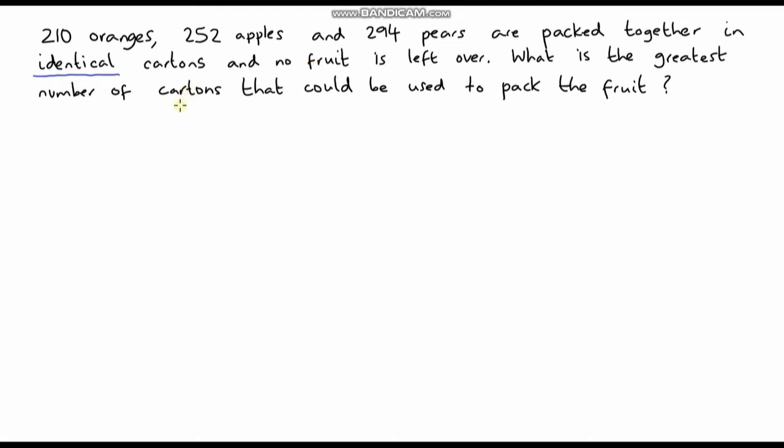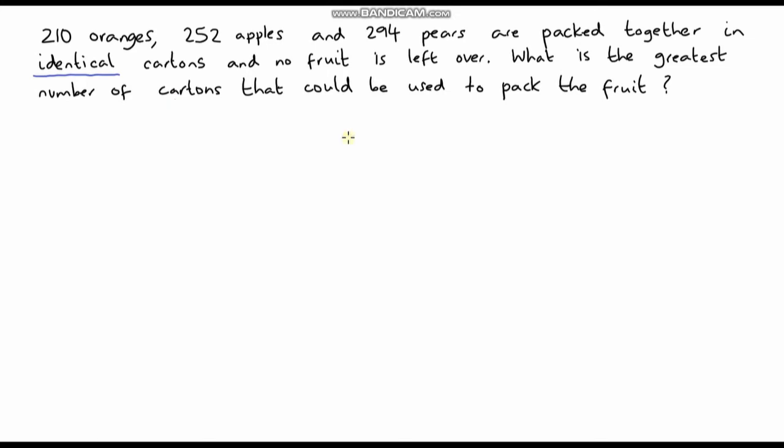So we need to find a number that divides into 210, 252 and 294. Or you could think about it as we need to find a factor of all of these 3 numbers. And because we're working out the greatest number of cartons, we need to work out the highest common factor.